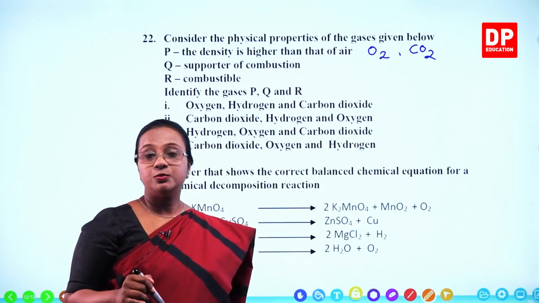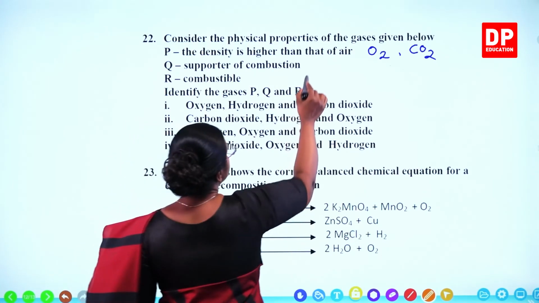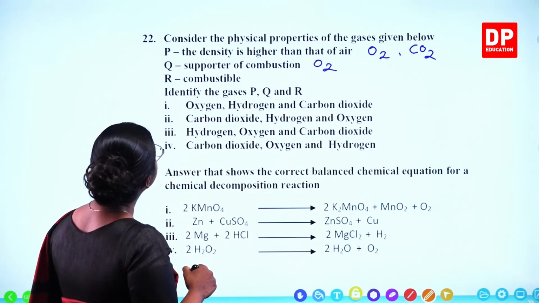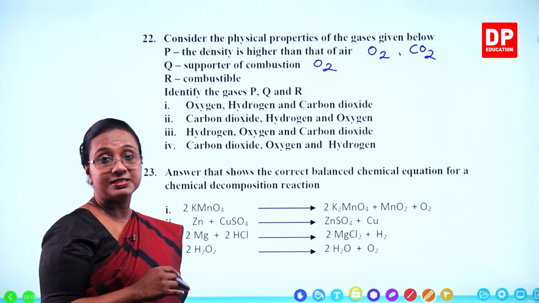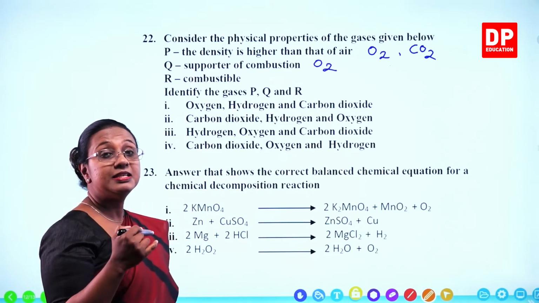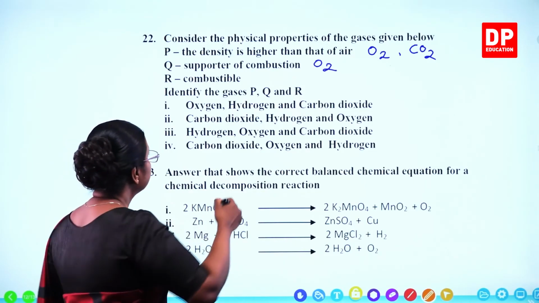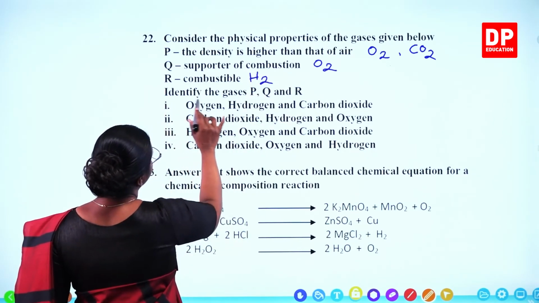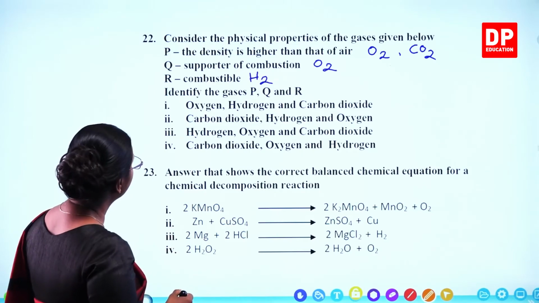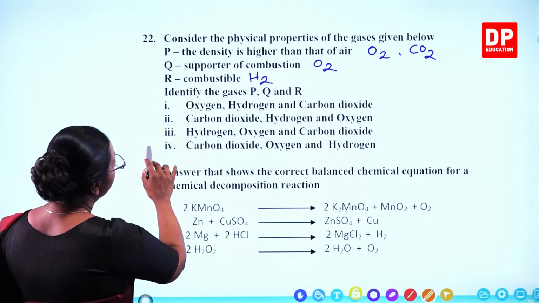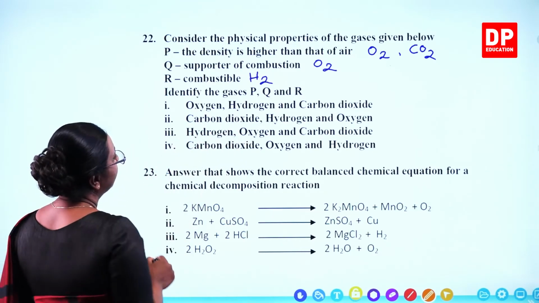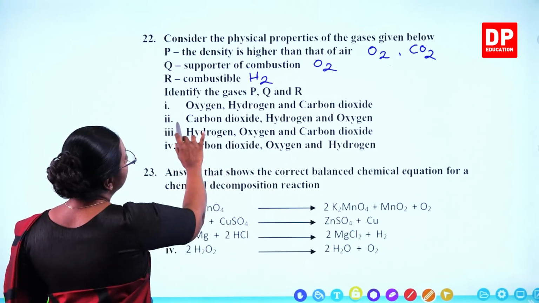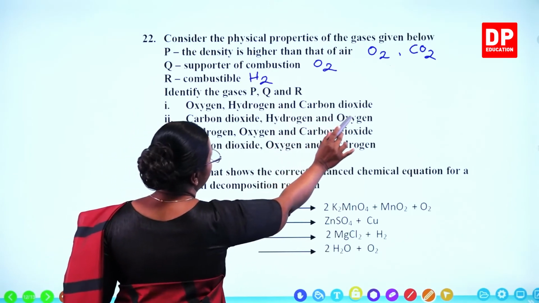Supporter of combustion. What is that? It is oxygen. And it is combustible. Then what is that? Hydrogen is a fuel because it is combustible. H2 gas. So identify the gases P, Q and R. It can be oxygen, you cannot have hydrogen, and carbon dioxide, no. Carbon dioxide, hydrogen and oxygen.